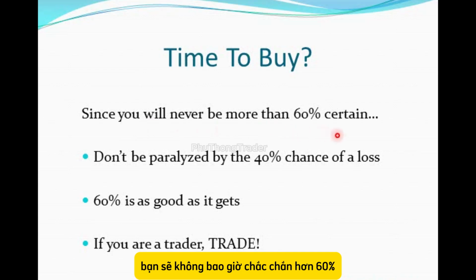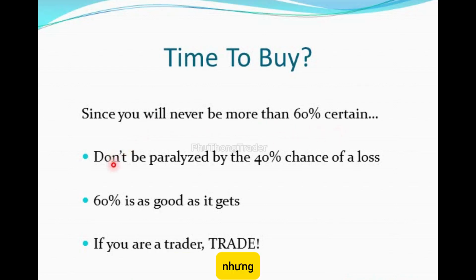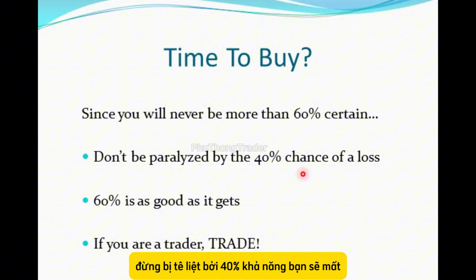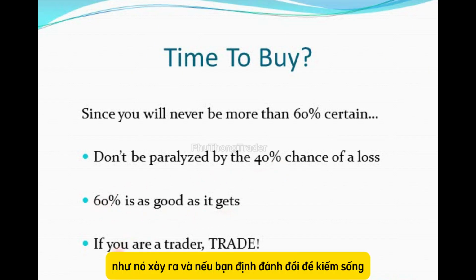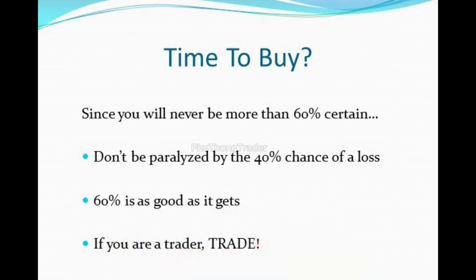You'll never be more than 60% certain, but don't be paralyzed by the 40% chance that you'll lose. You are going to lose. You're going to lose 40% of the time, even if you're a good trader. But 60%, that's as good as it gets. And if you're going to trade for a living, you have to trade.